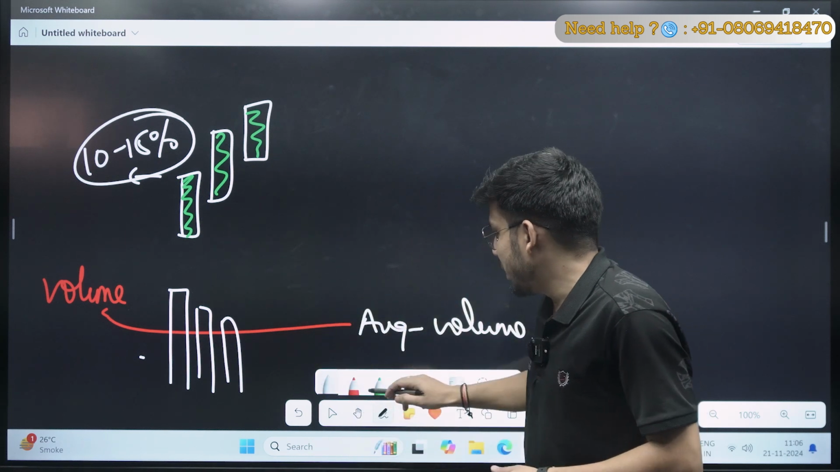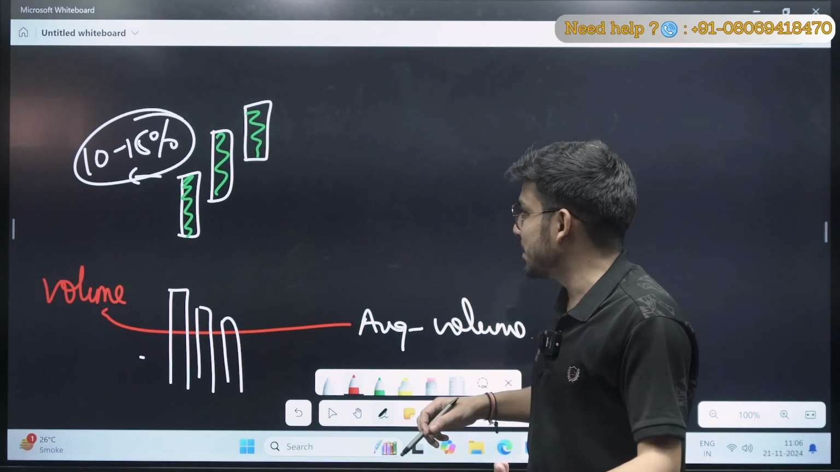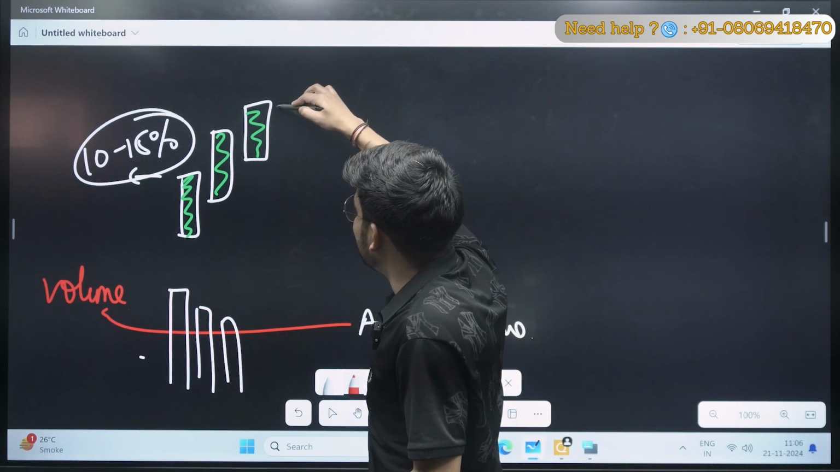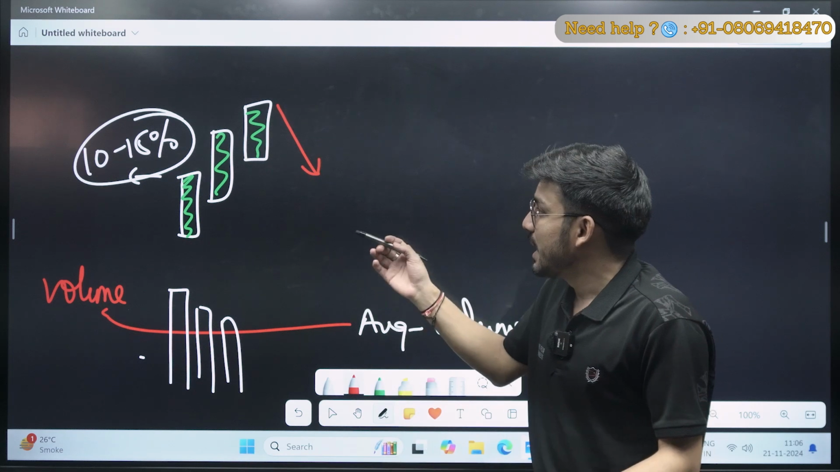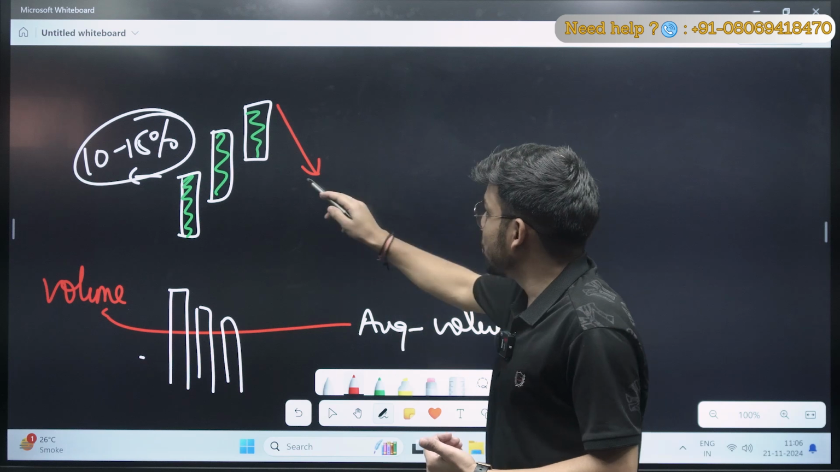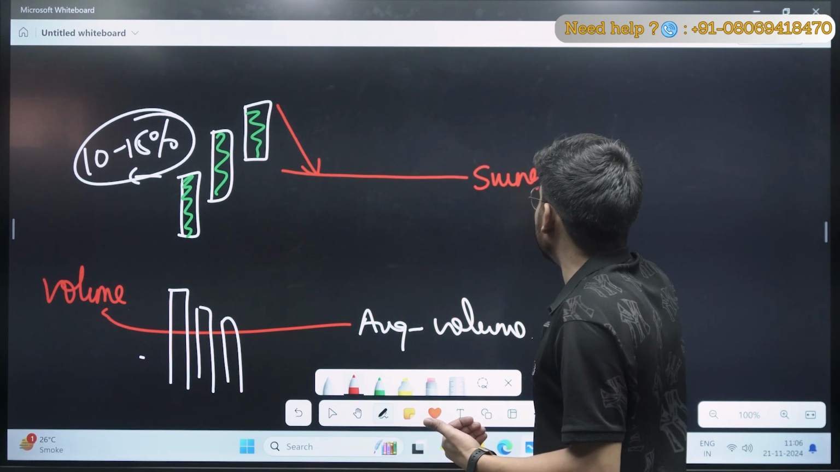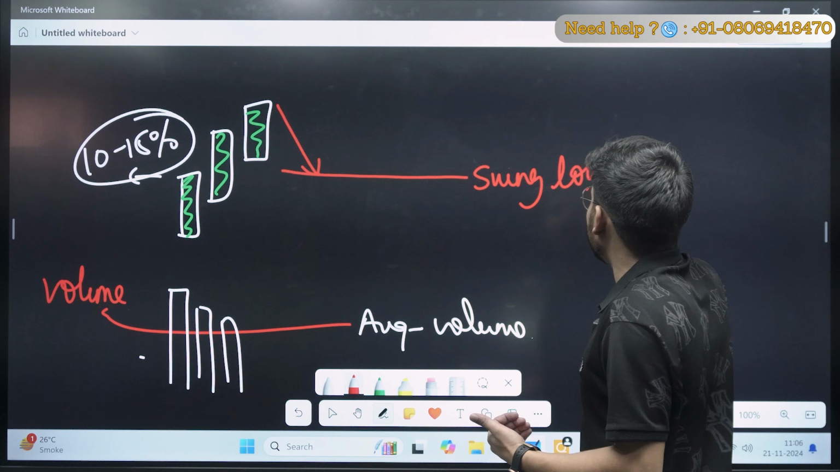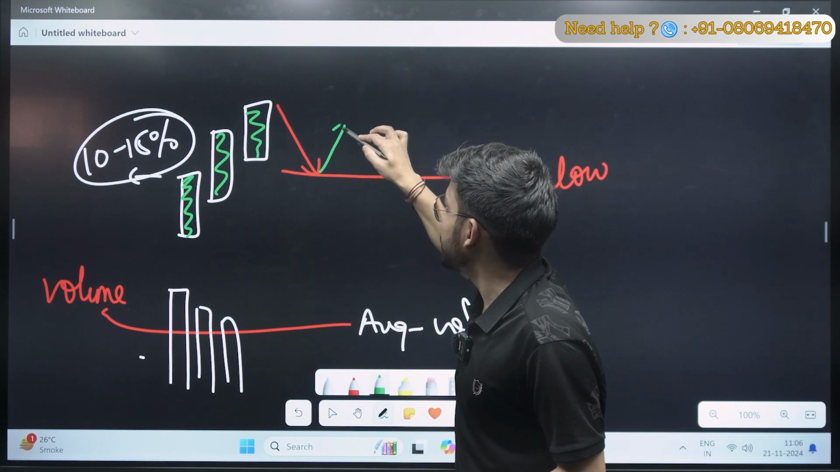How? First of all, we have to wait for a retest. The market will be retesting itself, so it will come a little down. Make sure that when the market comes down, it creates a swing low here. After this swing low, the market will again move a little bit in the upward direction.